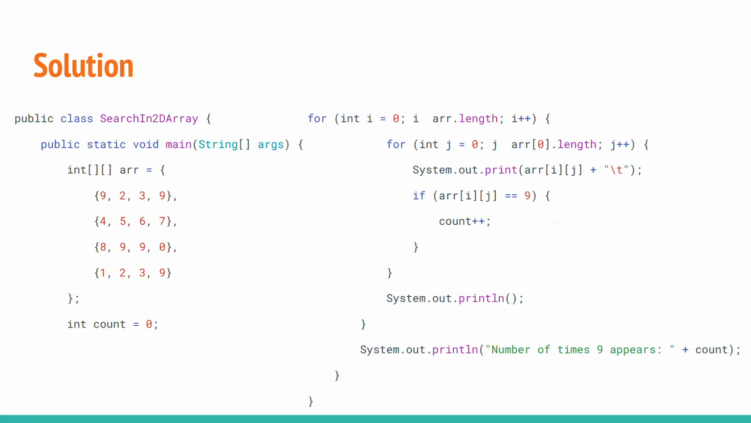Every time we get to an element, we're going to print it out, and then we are going to add it to the counter if it's the number 9. So we can do both at the same time. Then once we get through the full thing, we're going to print out the number of times 9 appears is, and then print out count.